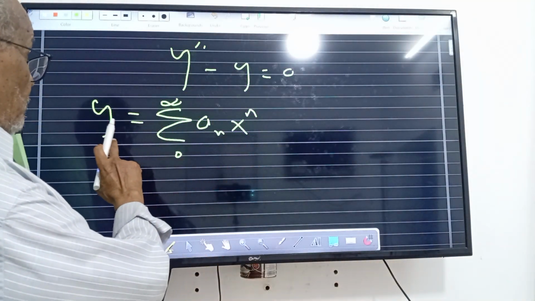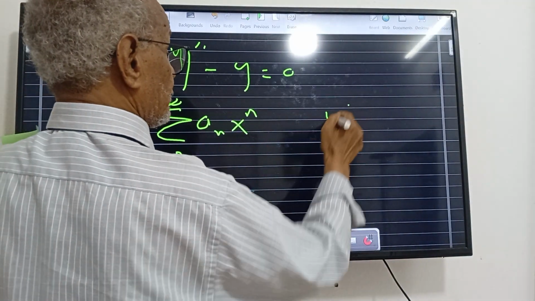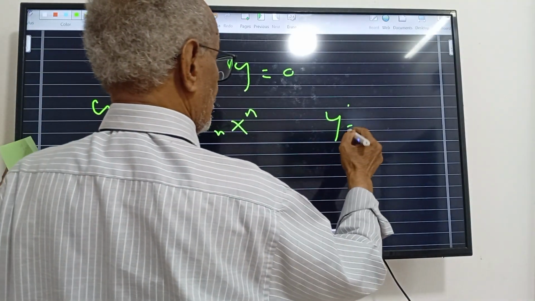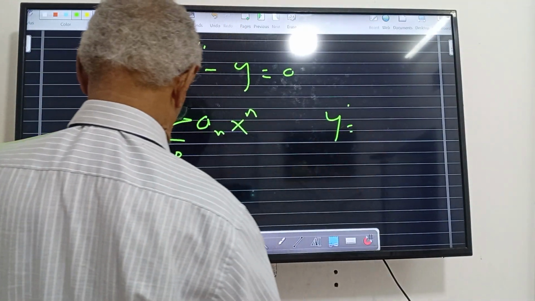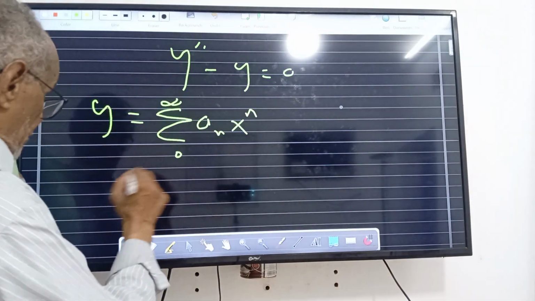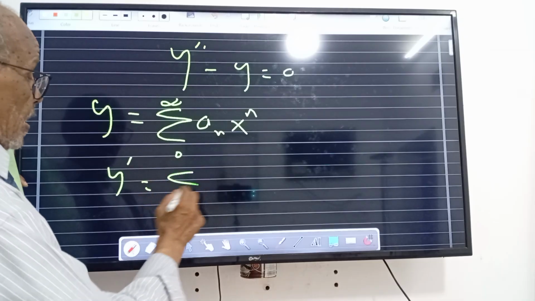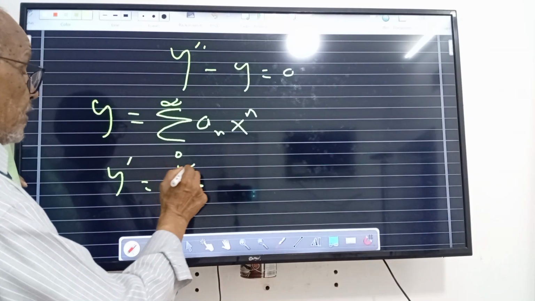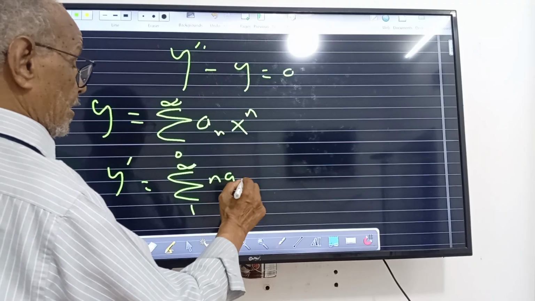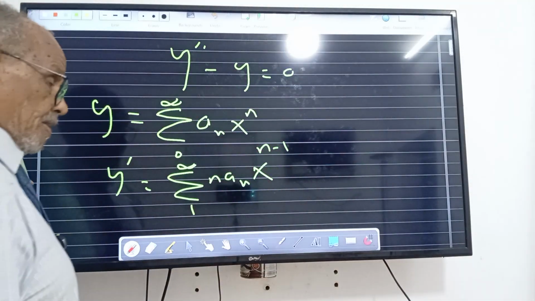If now we differentiate this, we get y prime, the first derivative, equal sigma from 1 to infinity n multiplied by a n x to the power n minus 1. Okay?